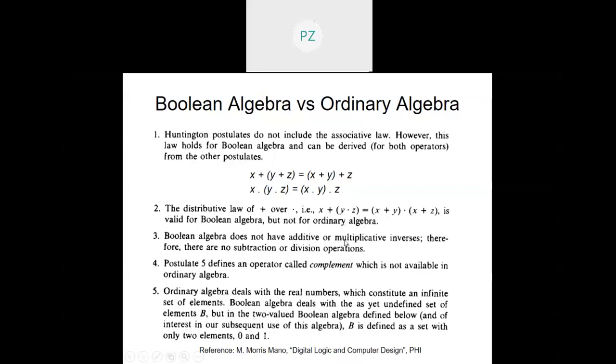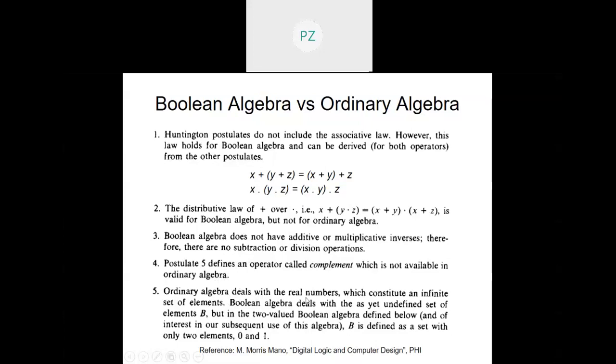Boolean algebra does not have additive or multiplicative inverses. Therefore, there are no subtraction or division operations. We have seen additive inverse and multiplicative inverse in one of the postulates, but we do not have subtraction or division operations. Postulate 5 defines an operator called complement, which is not available in ordinary algebra. Similarly, the concept of digit-wise or bitwise complementation is not there in conventional algebra.